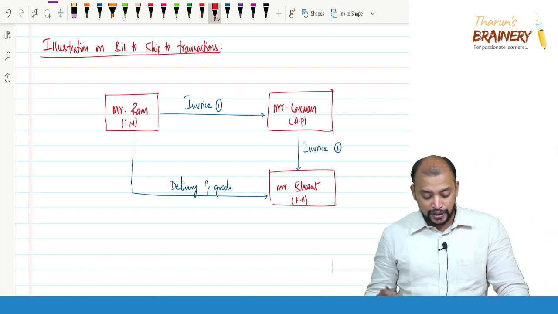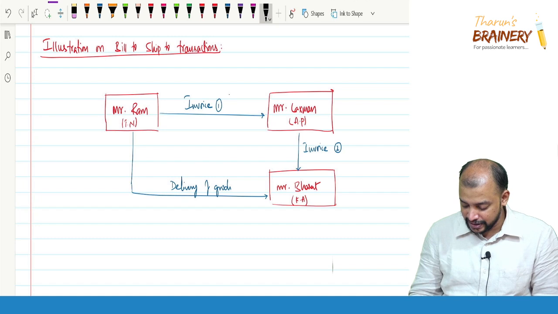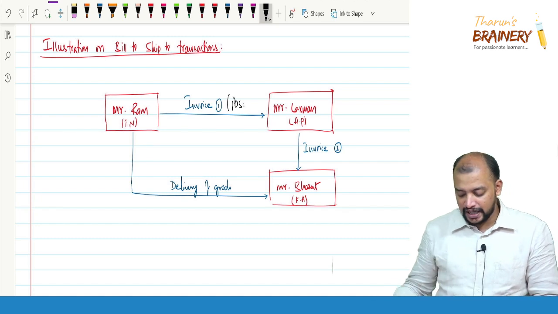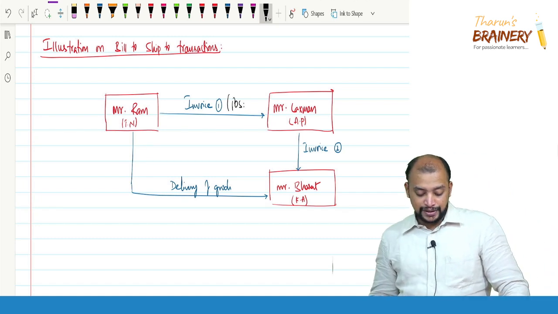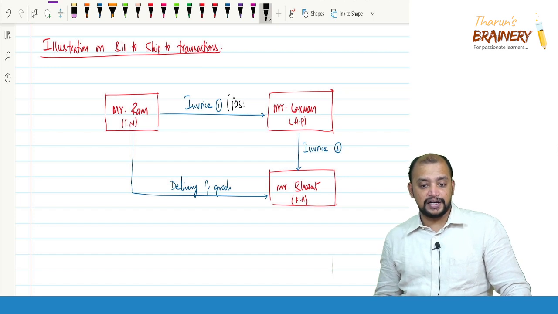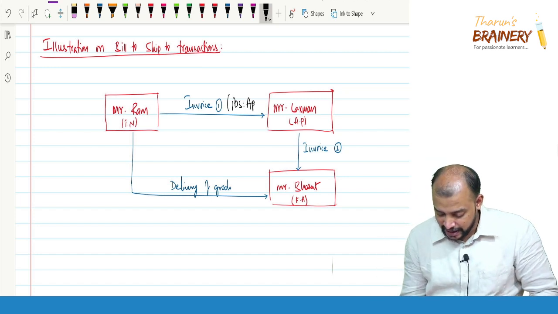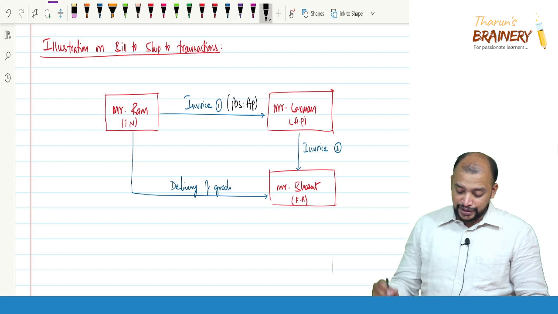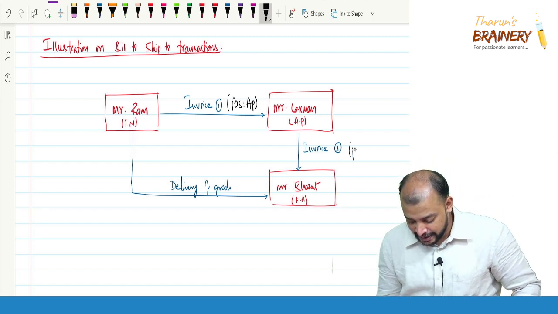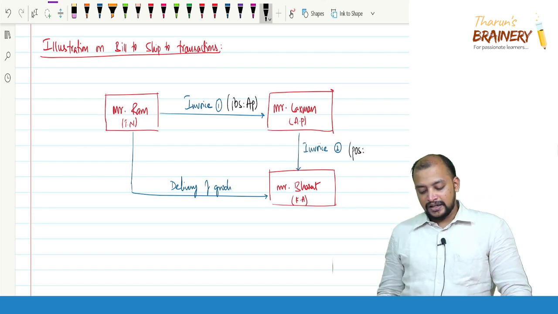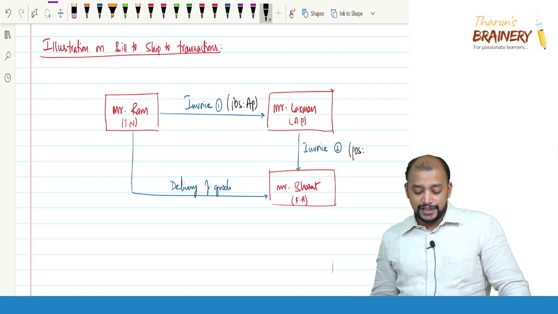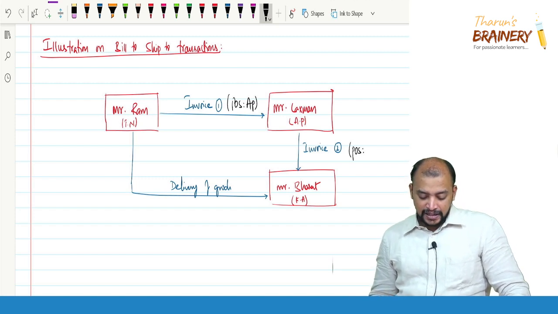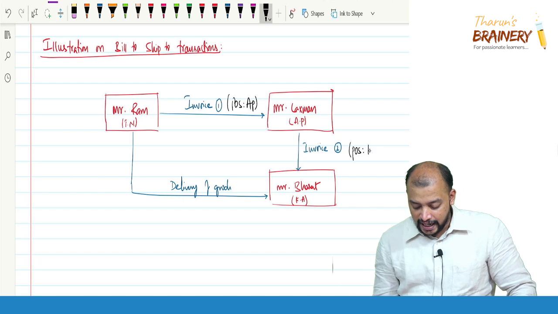Now, with respect to invoice 1, what will be taken as the place of supply? Is it Andhra Pradesh or Karnataka? Andhra Pradesh will be taken as the place of supply. With respect to invoice 2, what will be taken as the place of supply? Ending point of the goods. What is the ending point of the goods here? Sir, we need to take Karnataka.